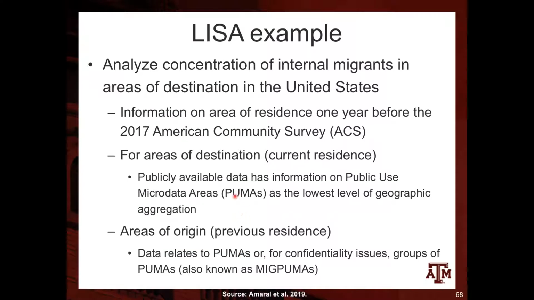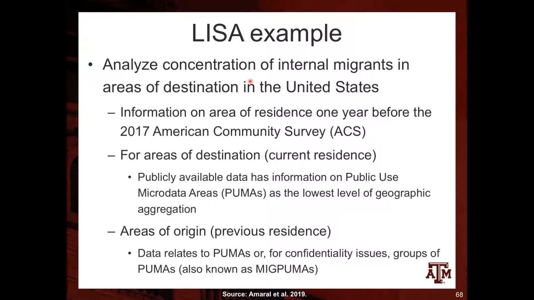So for this specific lecture, I will use this methodology of the local indicators of spatial association and use it to analyze the concentration of internal migrants in areas of destination in the US. This analysis can be done for any indicator that you might imagine, like socioeconomic, demographic, or health indicators. As I mentioned before, you could analyze life expectancies in counties in the US, or total fertility rate. Here, for this specific exercise, I'm going to talk about internal migration.